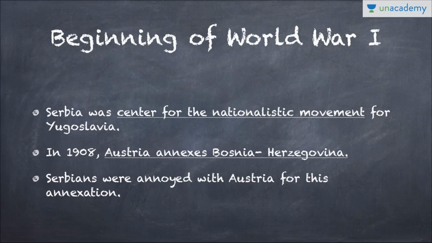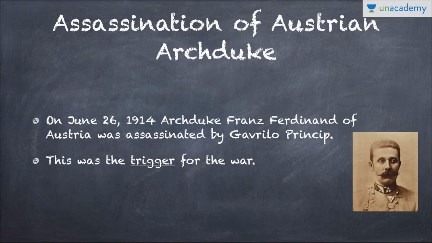In 1908, Austria annexed the Bosnia-Herzegovina region. Now this is a problem. Serbians were obviously annoyed with Austria for this annexation because they wanted the entire Slavic people to unite. This is the reason why it happened.